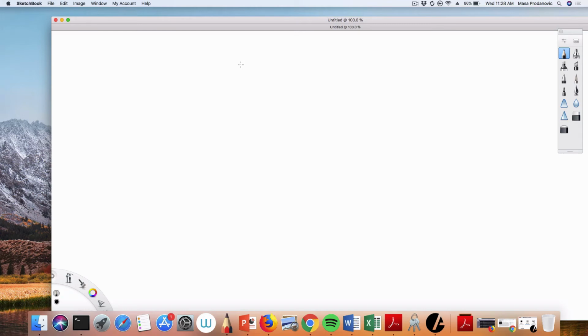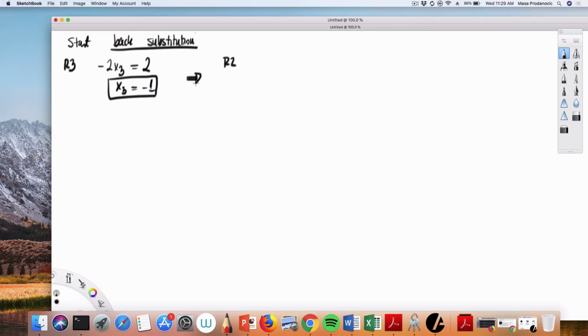So now this is upper triangular form. We start back substitution. So basically the last equation was -2, if you remember. So this is -2x3 is equal to 2. That's what it's equivalent to. So that gives me x3 as -1. So that was my R3. Now my R2, so that plays into R2.